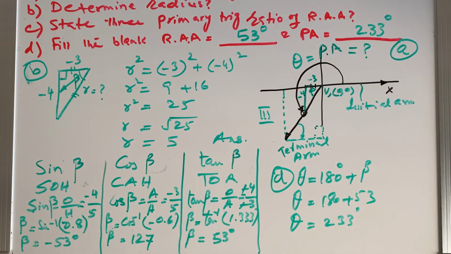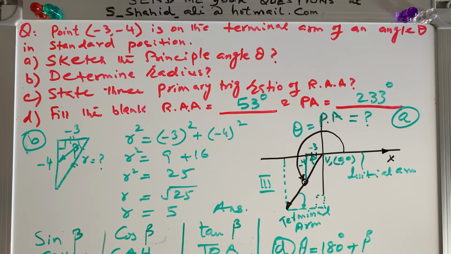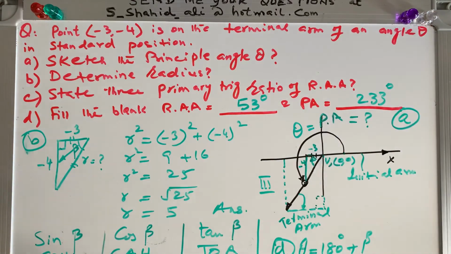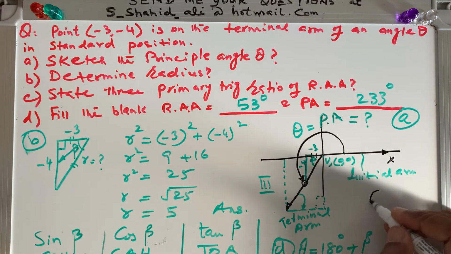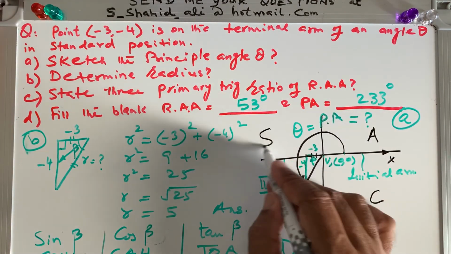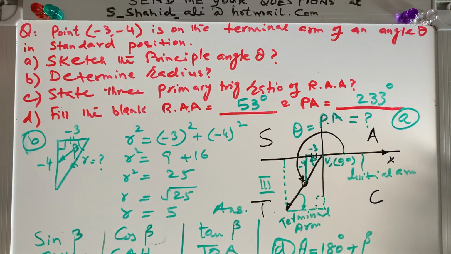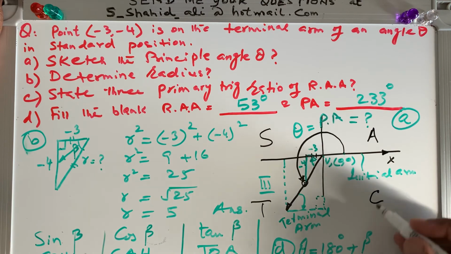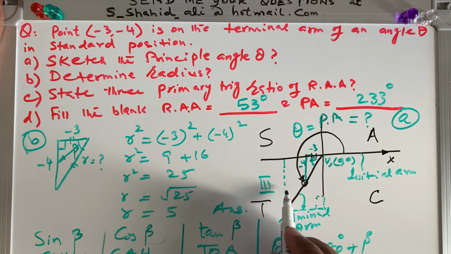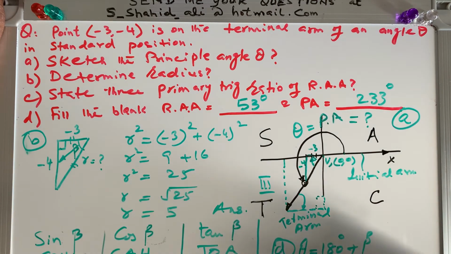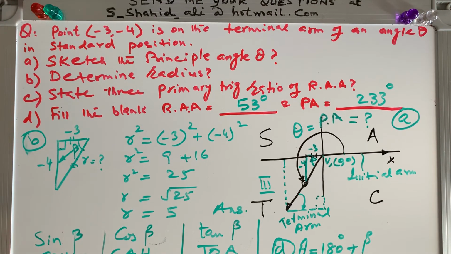So we calculate in this way all four parts of this question, and we know our RAA and our principal angle. The other thing which we have learned in this chapter is CAST, right? CAST gives the sign of all trigonometric ratios. Here we say that cos is positive. Now my angle is in the third quadrant. In the third quadrant, tangent is positive. You can see that tangent is positive here because it is lying in the third quadrant. All other values are negative, right?